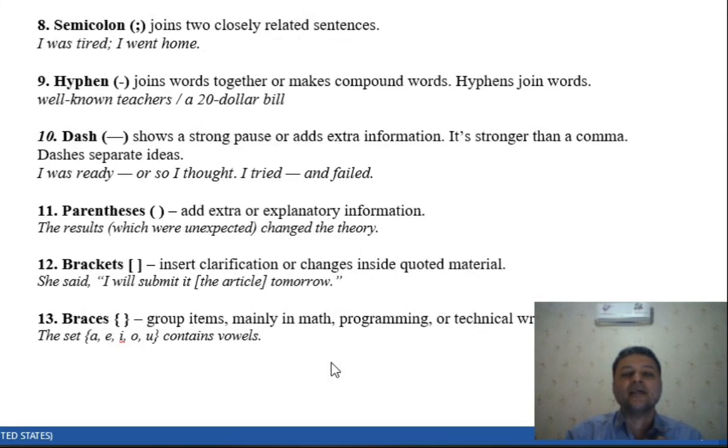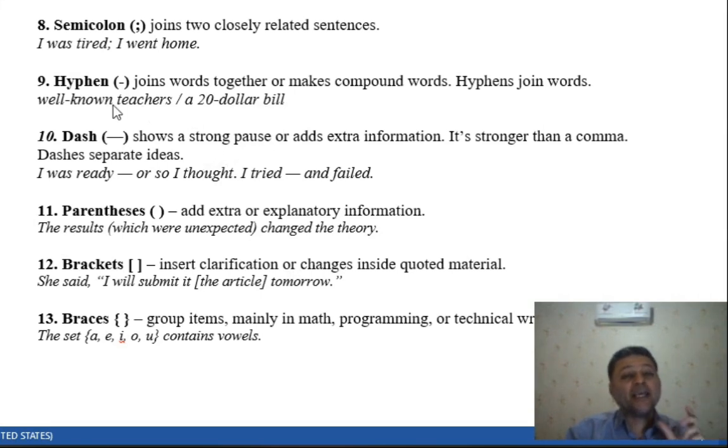And the ninth one, a hyphen. Well, hyphen joins words together. It's a small or a short line, as you can see. It joins words together, or it makes compound words. Two words connected by this hyphen, like this adjective that we used before, the well-known teachers, or a $20 bill, 20-dollar bill. These two words are used as an adjective before the bill. Or well-known functions as an adjective before teachers. Teachers and bills are the nouns.